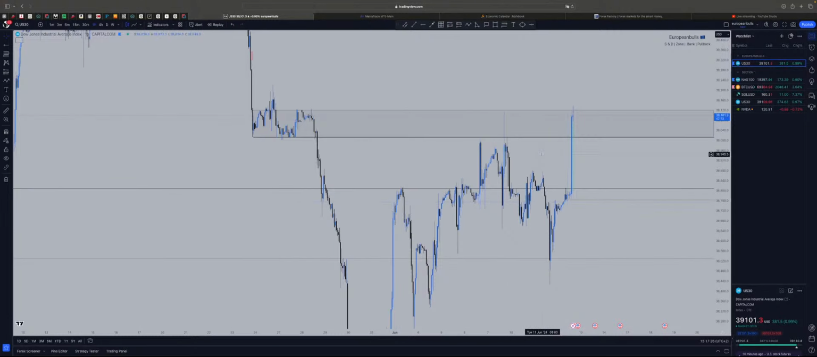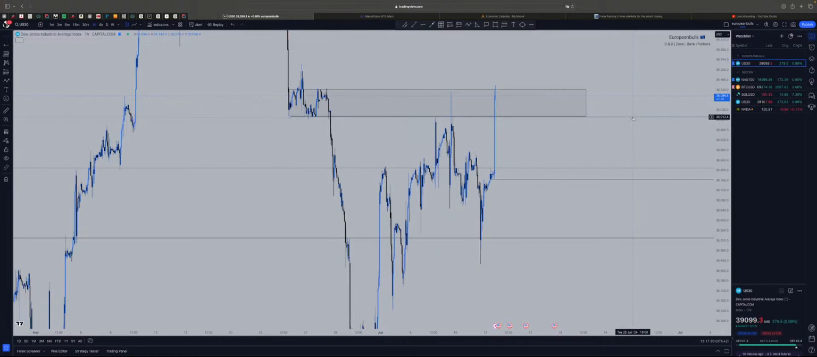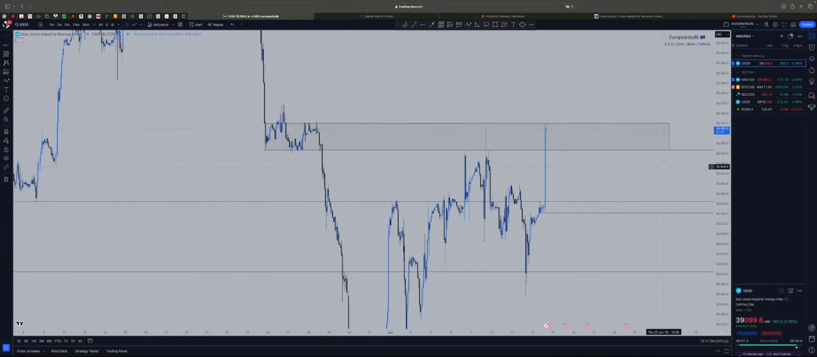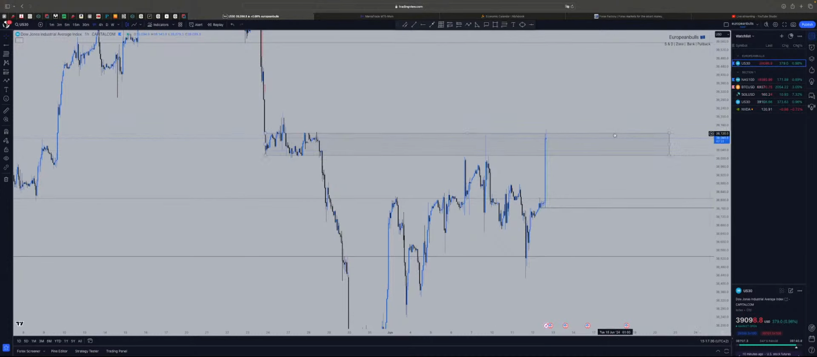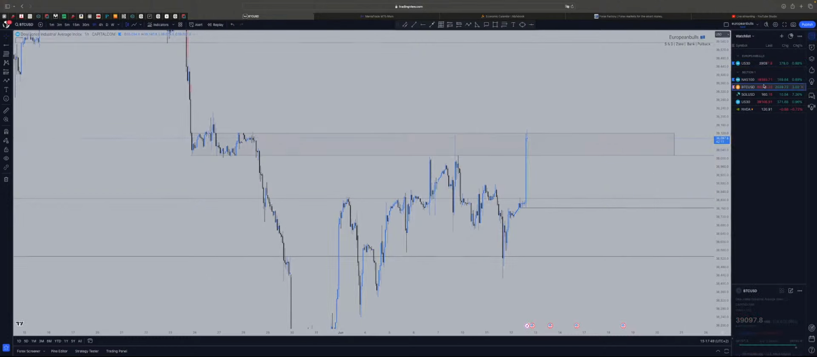All right, so now what's the plan for today? The plan is to wait. The plan is to be patient, because I would not like to just enter with any impulsive candle. Today I want to see some clear clarity. All right, wait for a moment.